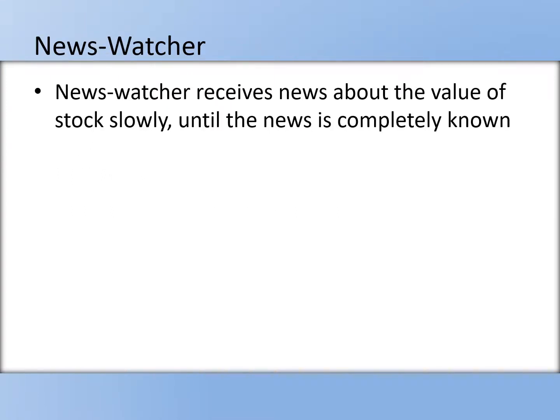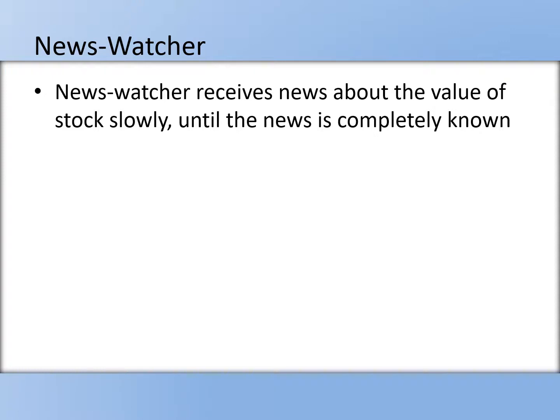The way the model works is news watchers receive news about the value of the stock slowly. Now, it's important that they receive this information slowly, because if they don't, then you would have a sudden jump in price rather than a gradual rise in price. So this is essentially where the momentum is coming from, the fact that people get news slowly. So that gives you a slow increase in price, right? Until the news is completely known, right?